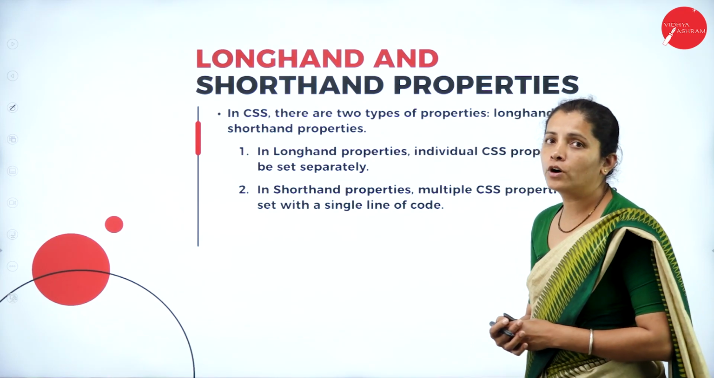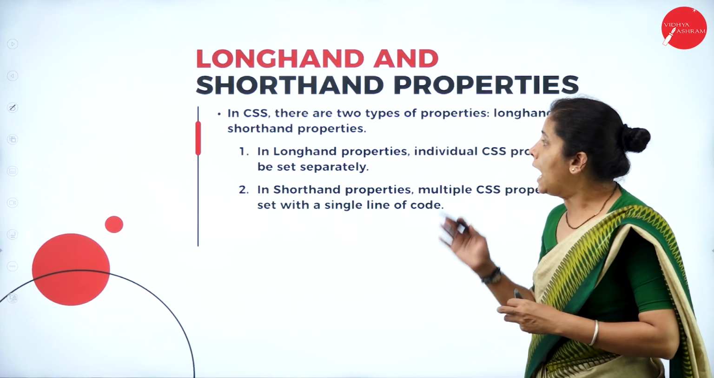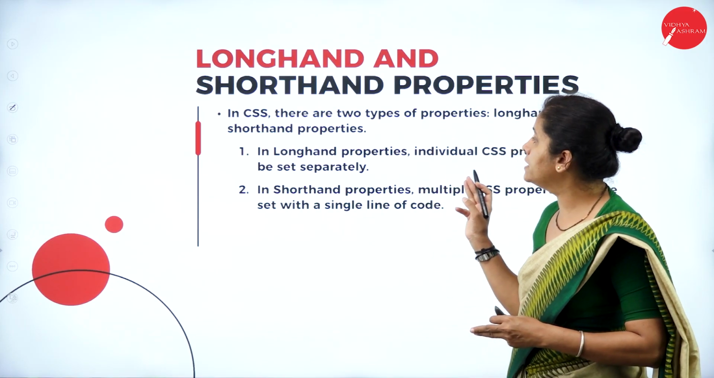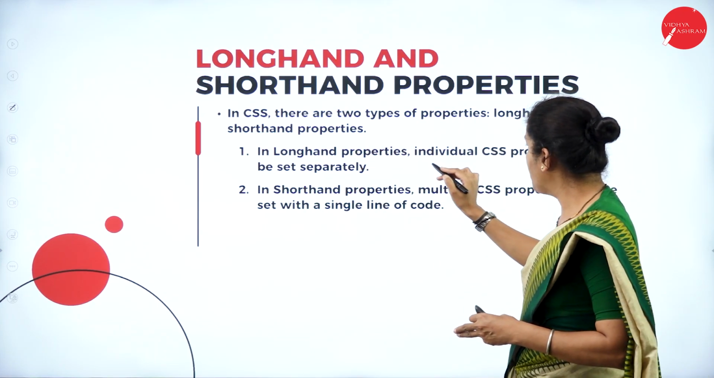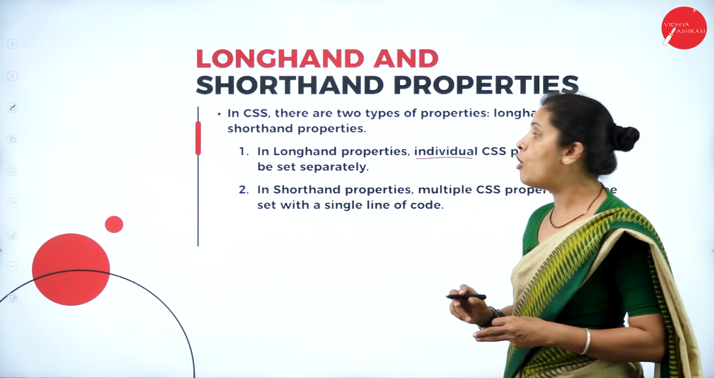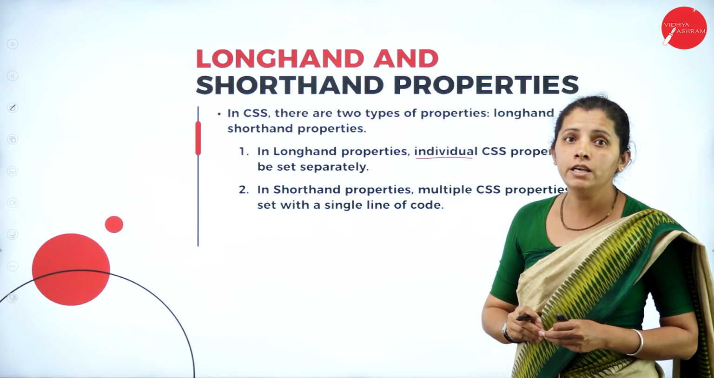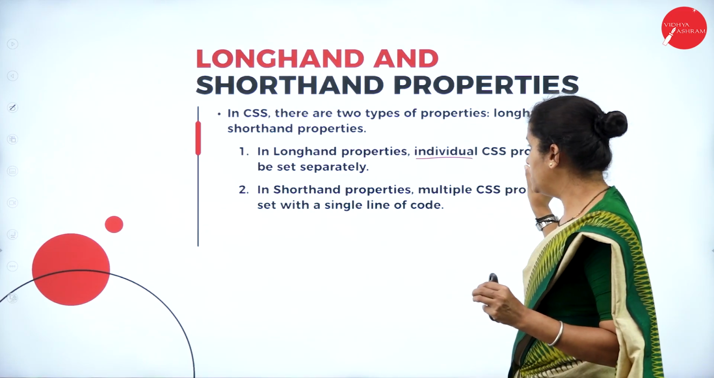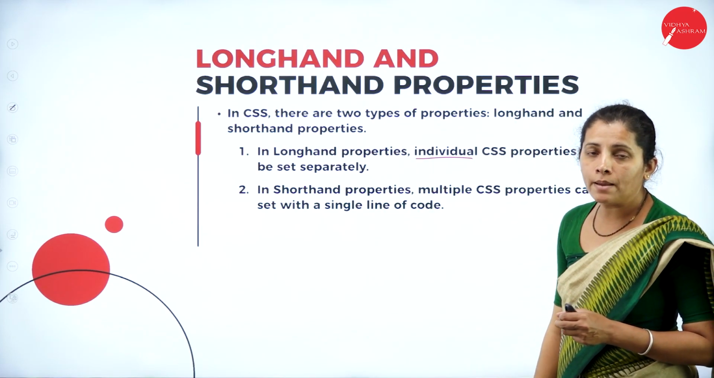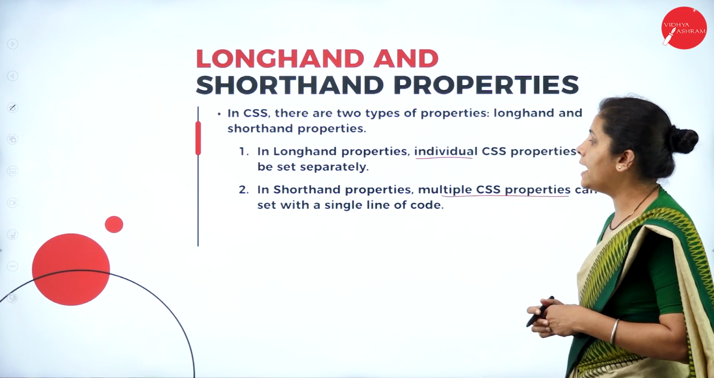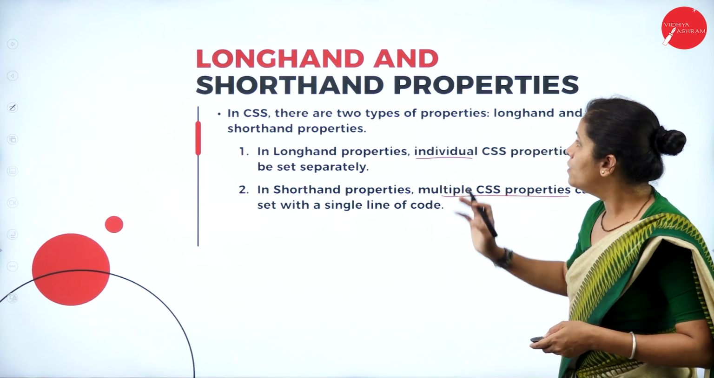Now I have a very important concept, that is longhand and shorthand properties. So I have two kinds of properties in my CSS, the longhand property and the shorthand property. So what is a longhand property? If I define this style only for an individual CSS property, then it is called longhand. Then what about shorthand? If I apply multiple CSS properties, then it is called shorthand. Longhand single, shorthand multiple. Okay, fine.